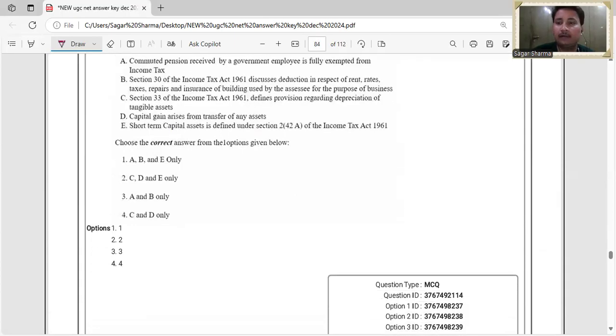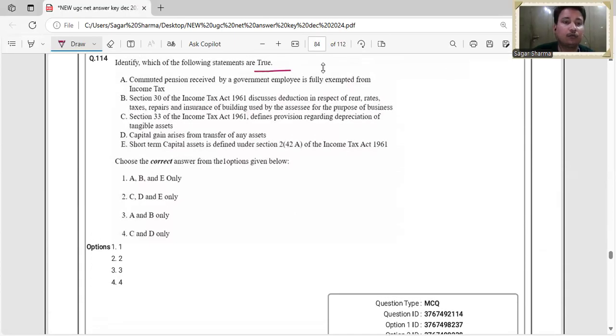Next question: identify which of the following statements are true. The question statement is regarding pension, which is basically commuted pension. We can say commuted pension received by a government employee is fully exempted from income tax. Is this true or not? You have to tell. Yes, for a government employee, the pension he has taken is exempt from tax. Absolutely correct. Section 30 of the Income Tax Act 1961 discusses deduction in respect of rent, taxes, repair and insurance of building used by the assessee for the purpose of business. Yes, this is also correct.